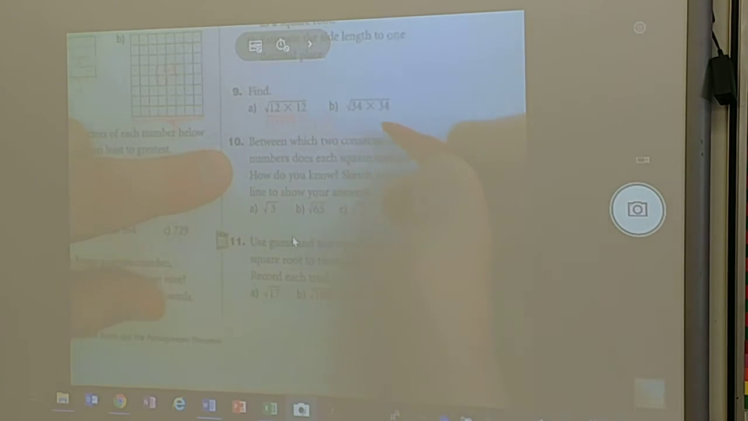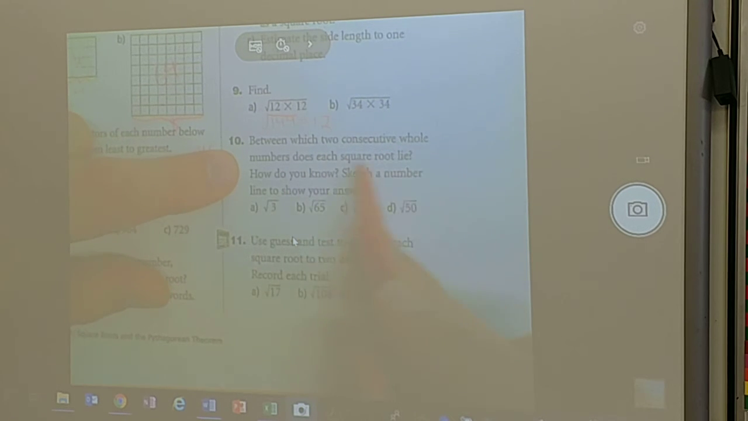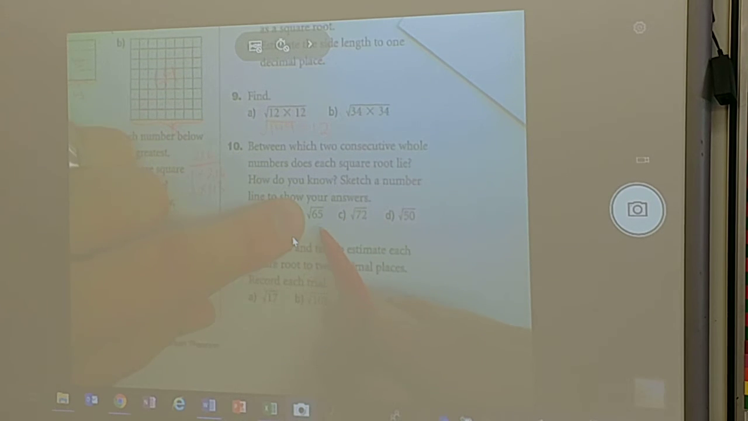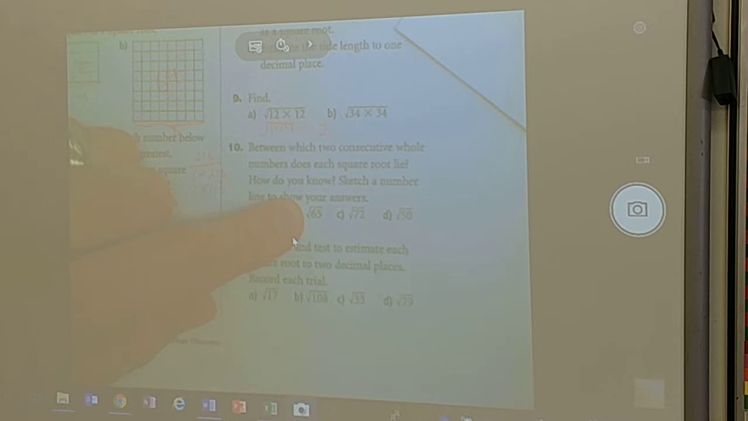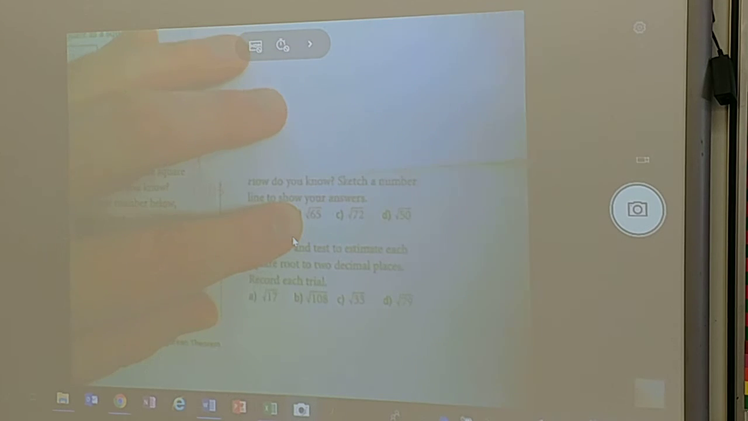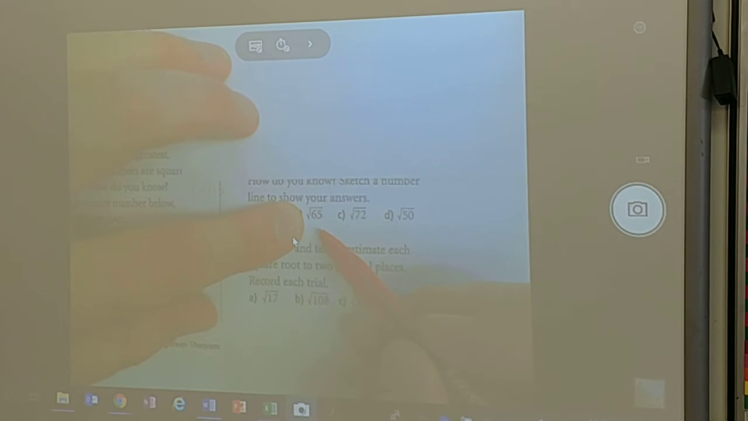Okay. So, let's see, between which 2 consecutive whole numbers does each one lie? This is where our initial lesson stopped. So let's take a look. 65, let's look at that. It says, which 2 consecutive whole numbers does each square root lie between? Let's see what this means. Is there a perfect square close to 65?